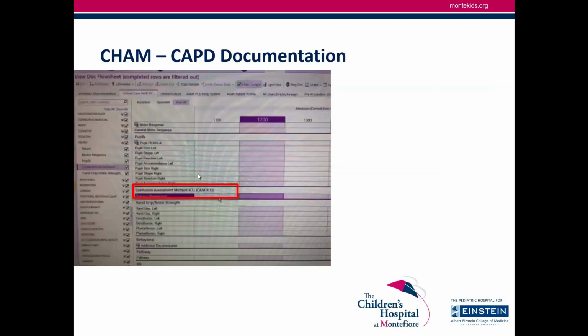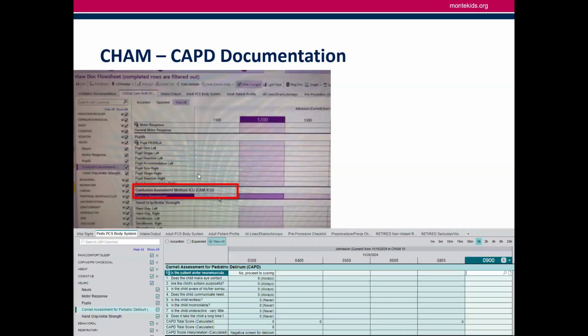So I know the picture's a little blurry, but this is the CAM-ICU that's built into our flow sheets. And we really had no way of documenting CAPDs. So we were paper documenting, and we would go around and ask our nurses if they documented it on their nursing handoff, which is a paper sheet. So it got lost so many times up until we finally had it built out in our Epic flow sheets.